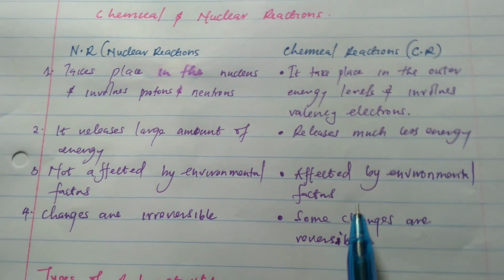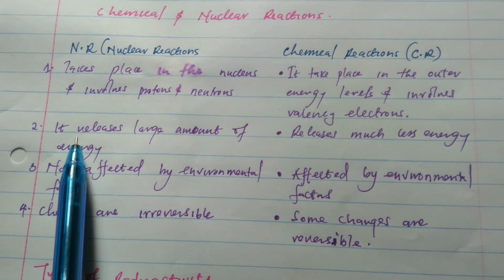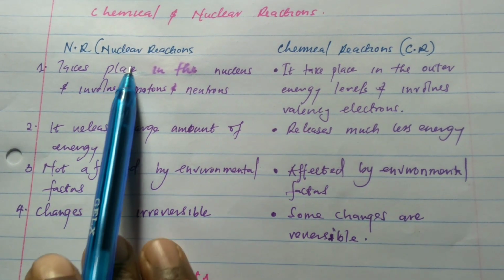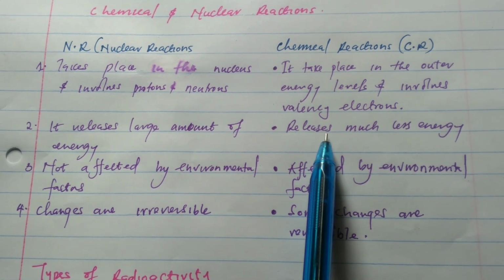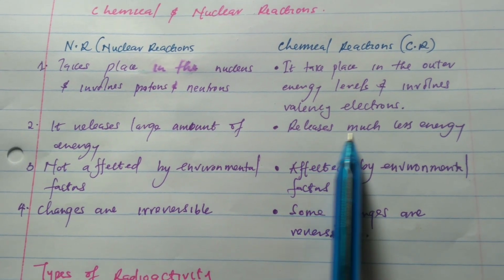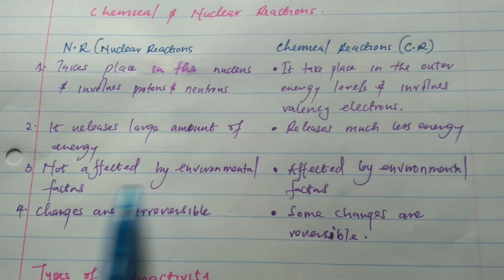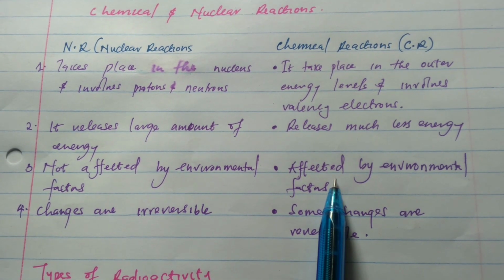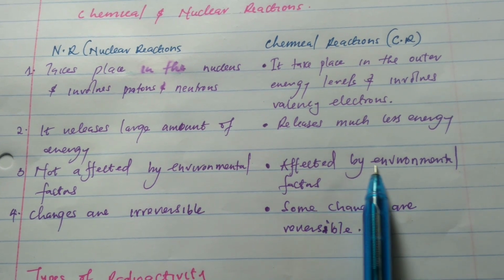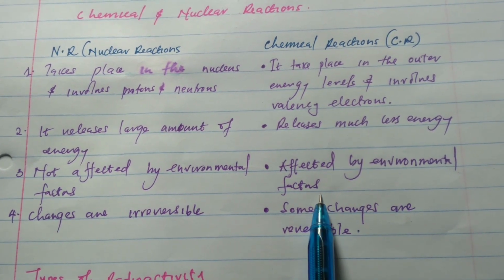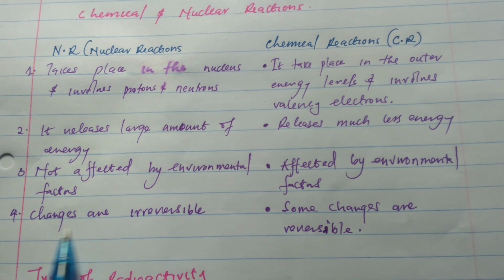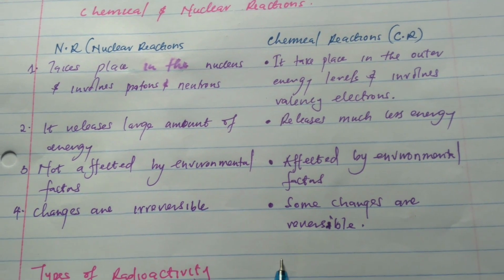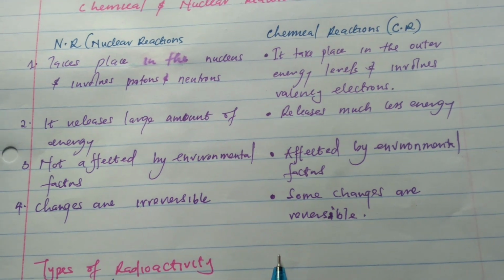And then we also have point number 2: a nuclear reaction releases a large amount of energy, while a chemical reaction releases much less energy. 3 is that it's not affected by environmental factors, while chemical reactions are affected by environmental factors. Number 4 is that changes are irreversible, while some of the changes in chemical reactions are reversible.